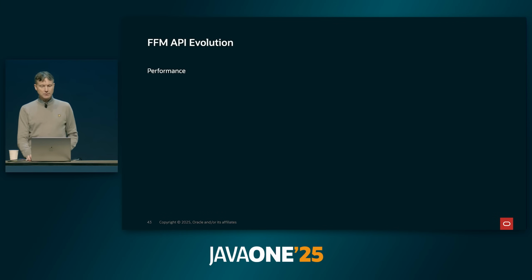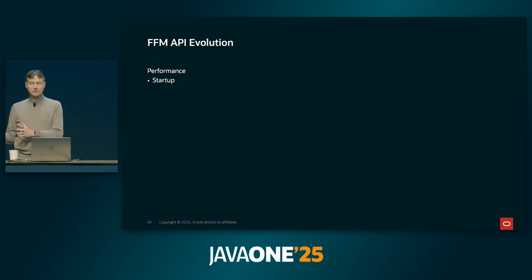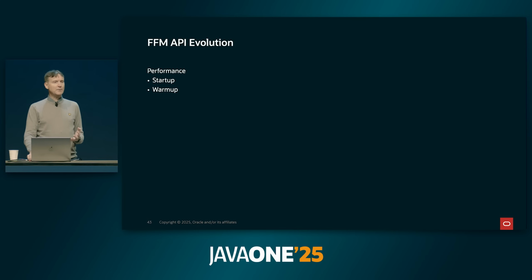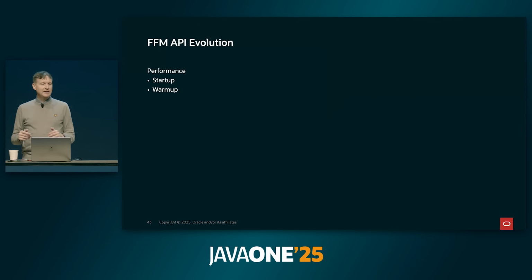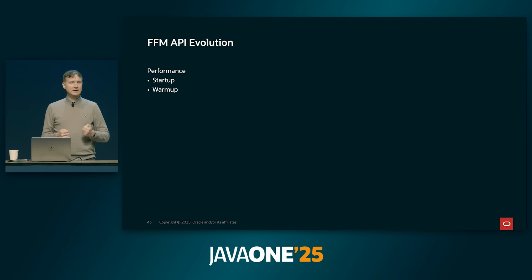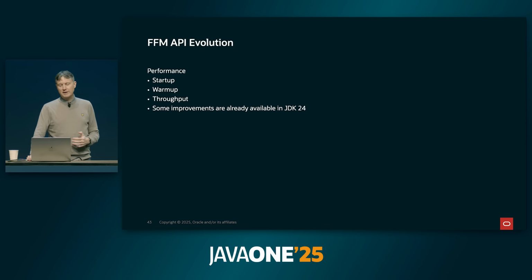So what about evolution? What are we working with? We are working with performance. So we are trying to improve the startup time. Now the startup time is the time from when you start the application until it does its first useful work. We are also improving the warm-up time, which is the time from when you start your application until you reach peak performance. Because as you can imagine, all those bindings is about spinning bytecode, and that takes some time to do. And we are working on improving throughput for all the FFM methods.